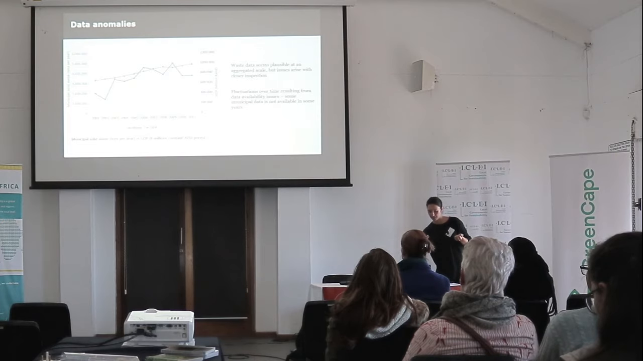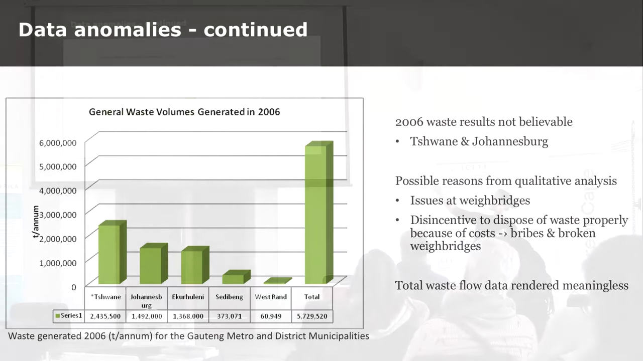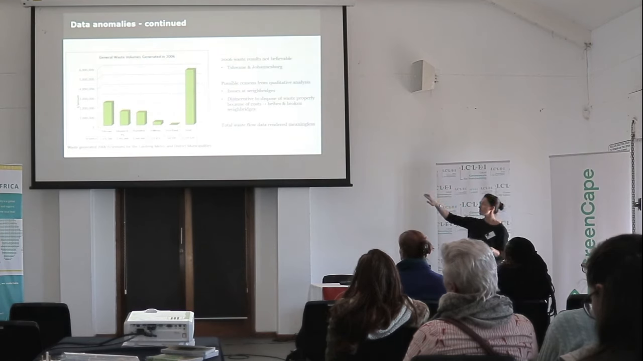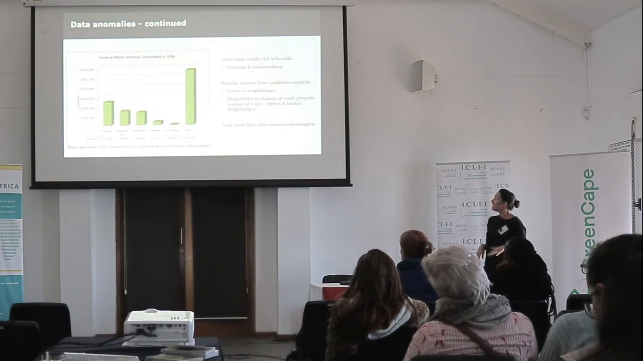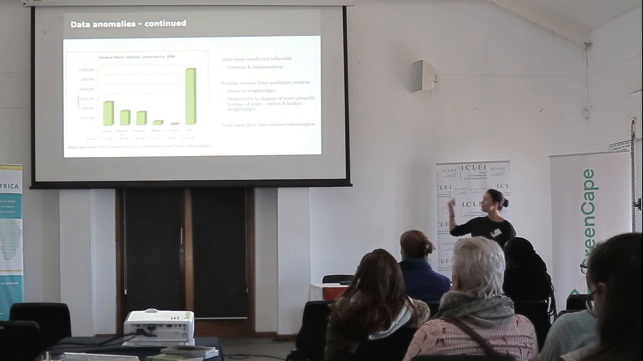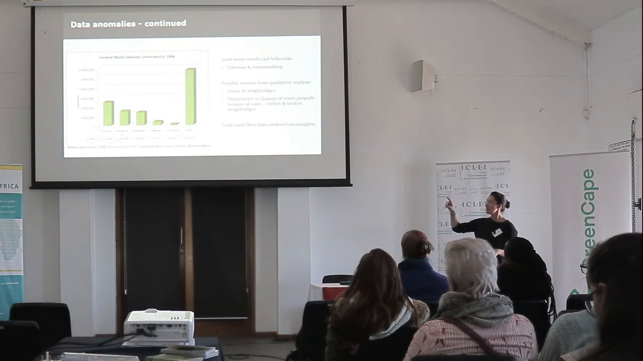When you start looking at a year where we did have a full set of data, we can see the graph that looks at the different municipalities. So Tshwane on the far left, Johannesburg, Ekurhuleni, and then the two district municipalities, Sedibeng and West Rand, all together equaling that final total on the right-hand side. Now, again, at a broad level, you'd think, oh, maybe that's plausible. Anyone who knows Gauteng will know that Tshwane is a much smaller city in terms of population than Johannesburg. Not only that, it is also much less economically active. So the likelihood of Tshwane producing more solid waste than Johannesburg is virtually inconceivable.